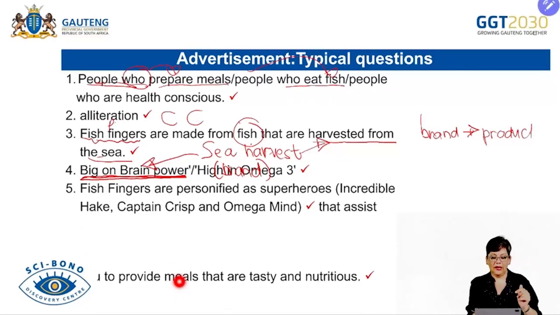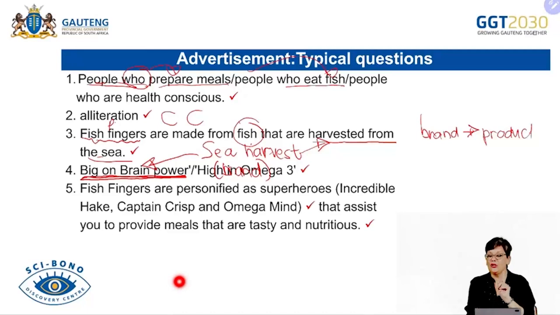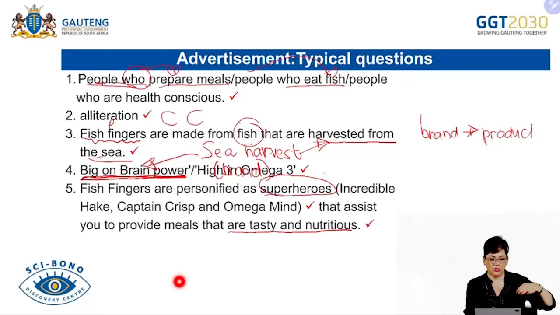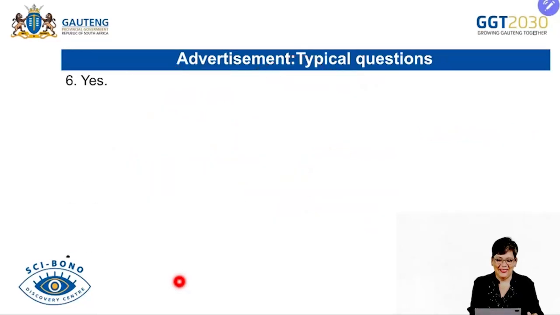And now the other one was, how do the words fit in, obviously, with the pictures. Now, we say the fish fingers are little superheroes, and they're going to help you to make your meals tasty and nutritious. Remember, they look like little superheroes. We saw the cape and everything, and obviously, because of that, your meals will be extra tasty and nutritious. So clever. And obviously, our last question is, was the advertisement effective?